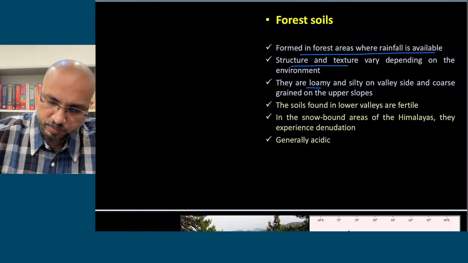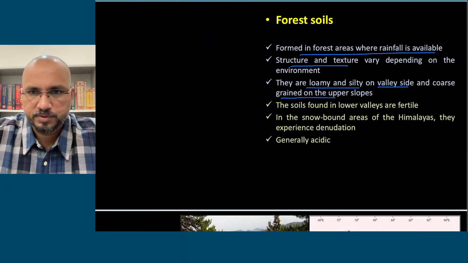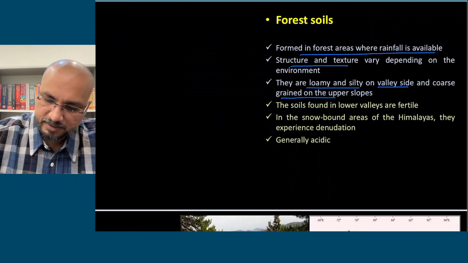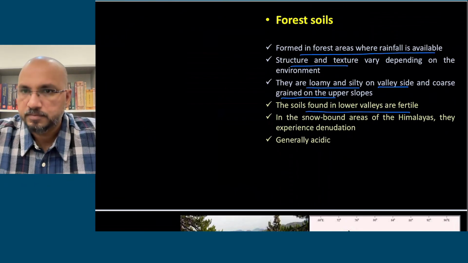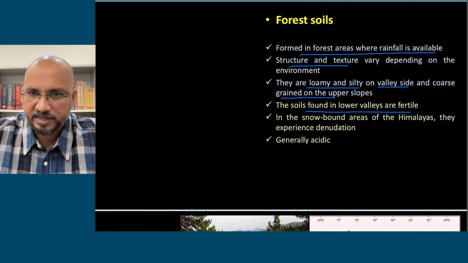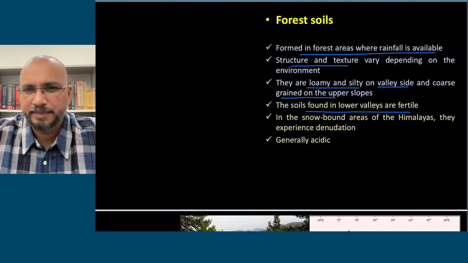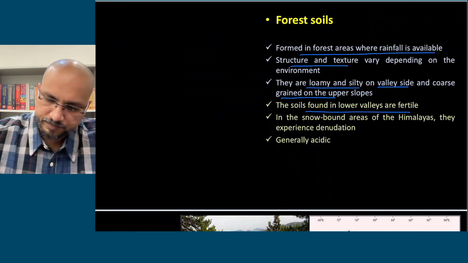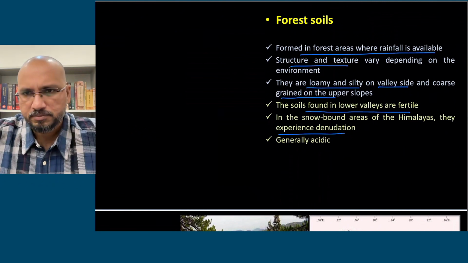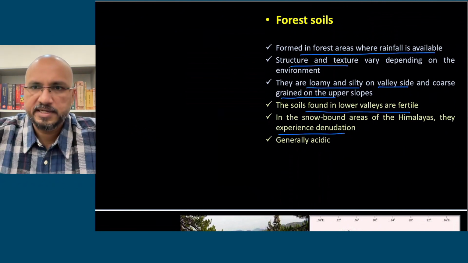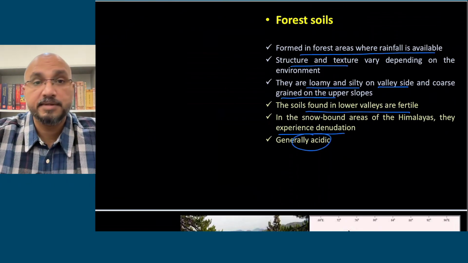So they are loamy to silty on the valley side and coarse grained on the upper mountain slopes. The soils found in the lower valley are more fertile. The texture is also favorable for growing crops. So generally maize and other crops are grown, wheat, maize. In the snow-bound areas of the Himalayas, they experience denudation because of the precipitation, so it is easily removed by the action of water. Generally they are acidic because the organic matter is also high.